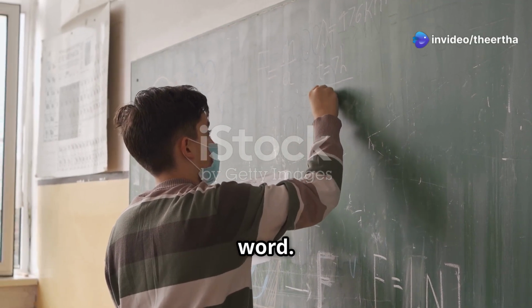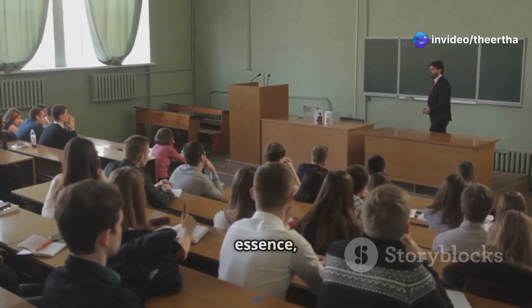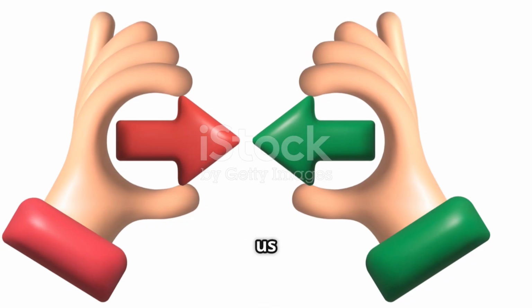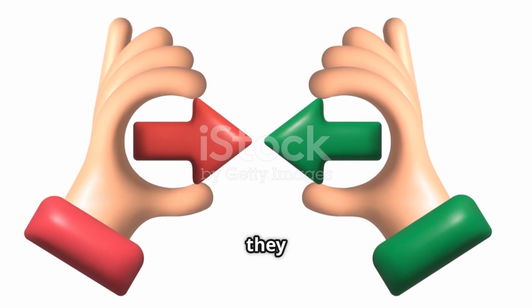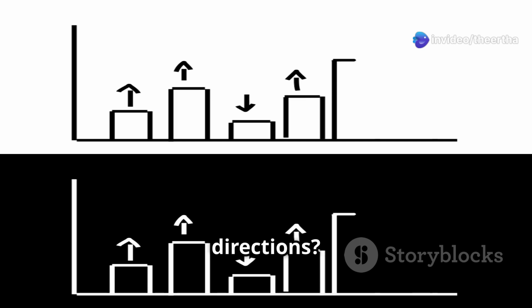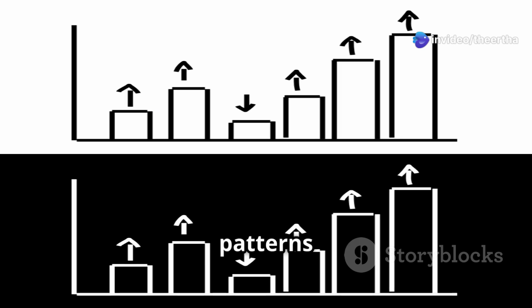Correlation is a big word, but it has a simple meaning. In essence, correlation measures the relationship between two variables. It tells us how two things are related. Are they connected in some way? Do they move together, or do they move in opposite directions? Understanding this can reveal patterns in data.